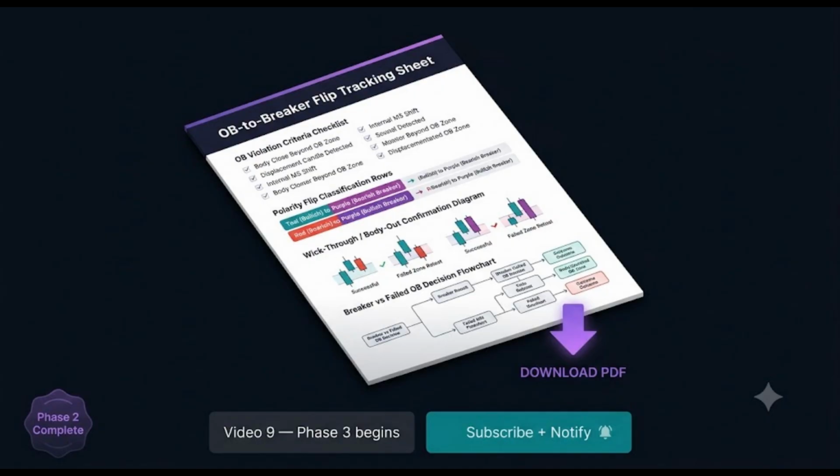Order blocks, fair value gaps, and breaker blocks. Every SMC zone in the system. Phase 3 is where the zones connect to price action. Video 9 is candlestick confirmation, the PA signals that turn an SMC zone from a location into a trade. That video is the bridge between knowing where and knowing when.